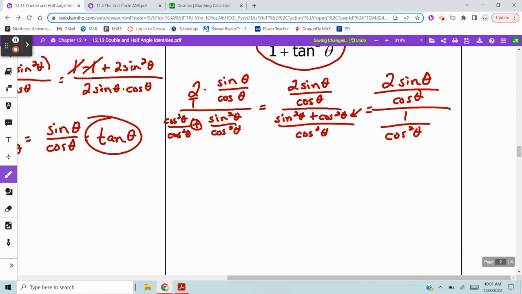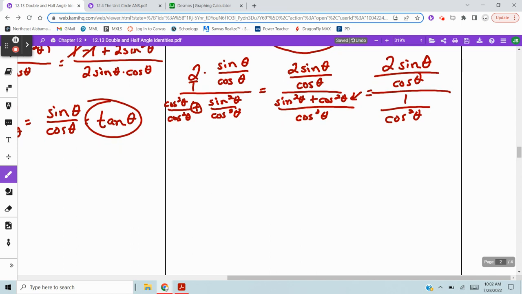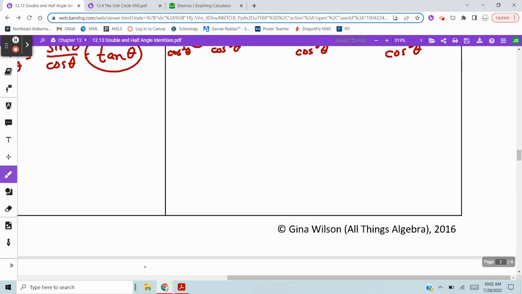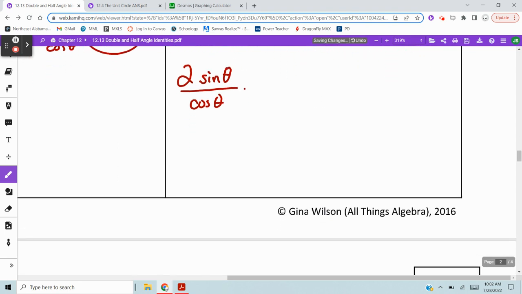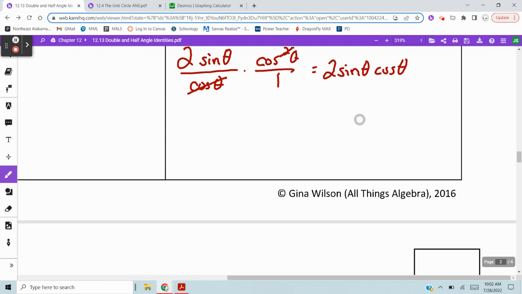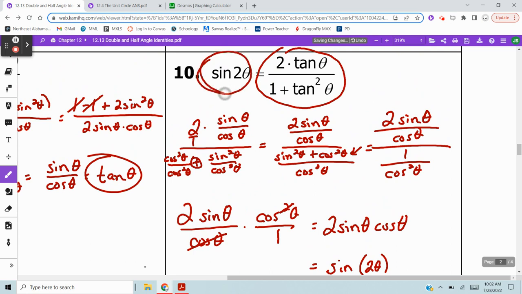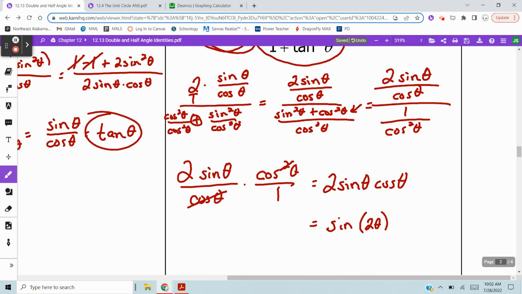And again, you have a complex fraction here. So we're nearly where we want to be. Let's flip and multiply. So we have 2 sine theta over cosine theta times cosine squared over 1. This cosine will cancel with one of these cosines and leaves me with 2 sine theta cosine theta. And if you look at your double angle identities, that's actually equal to the sine of 2 theta, which is what we were trying to make it equal to. So therefore, we have proven that those two values are the same.